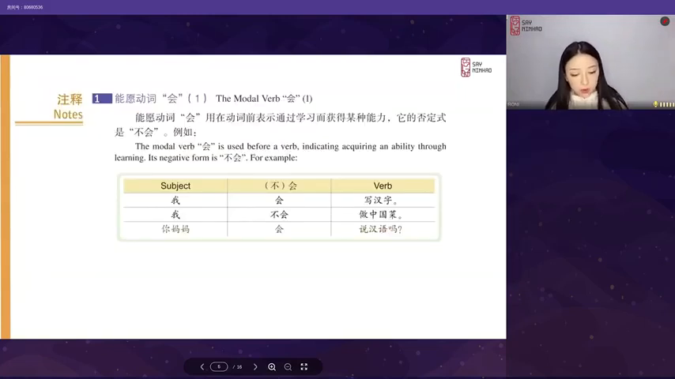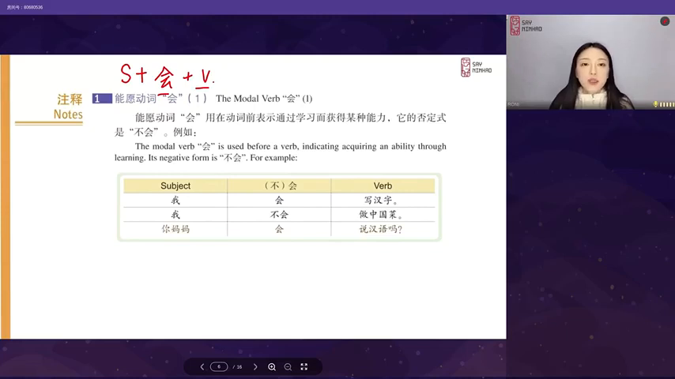Now let's move on to our language point. The first one is the modal verb 会, which means can, be able to do something. It actually indicates the ability you acquired through learning. Okay, by learning, you acquired an ability, and we can say 会. And the structure of 会 is the subject plus 会 plus a verb, right? 会 do something. And the negative form of it is to add a 不 before it.